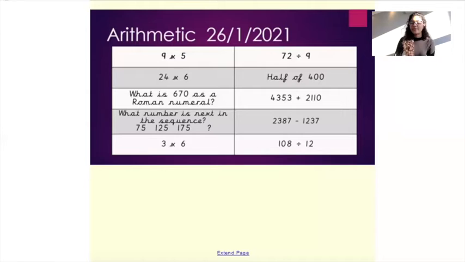4,353 plus 2,110. 2,387 take away 1,237. 108 divided by 12. So pause this video, have a go at the arithmetic questions, and when you unpause, we will go through the answers.